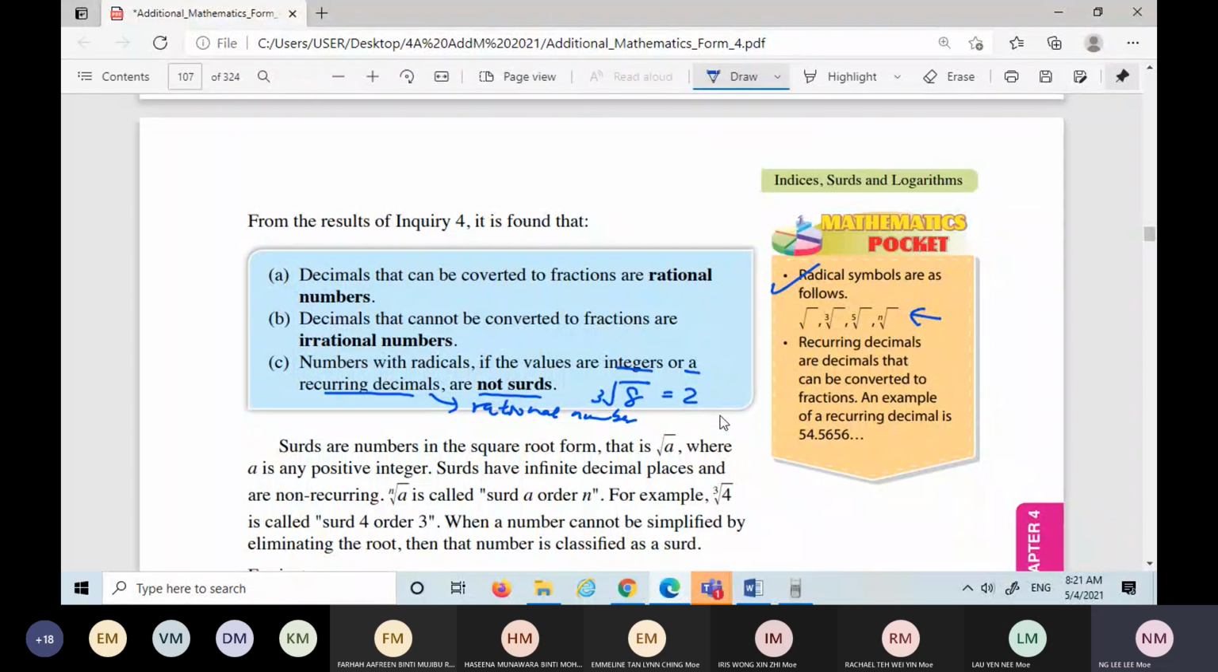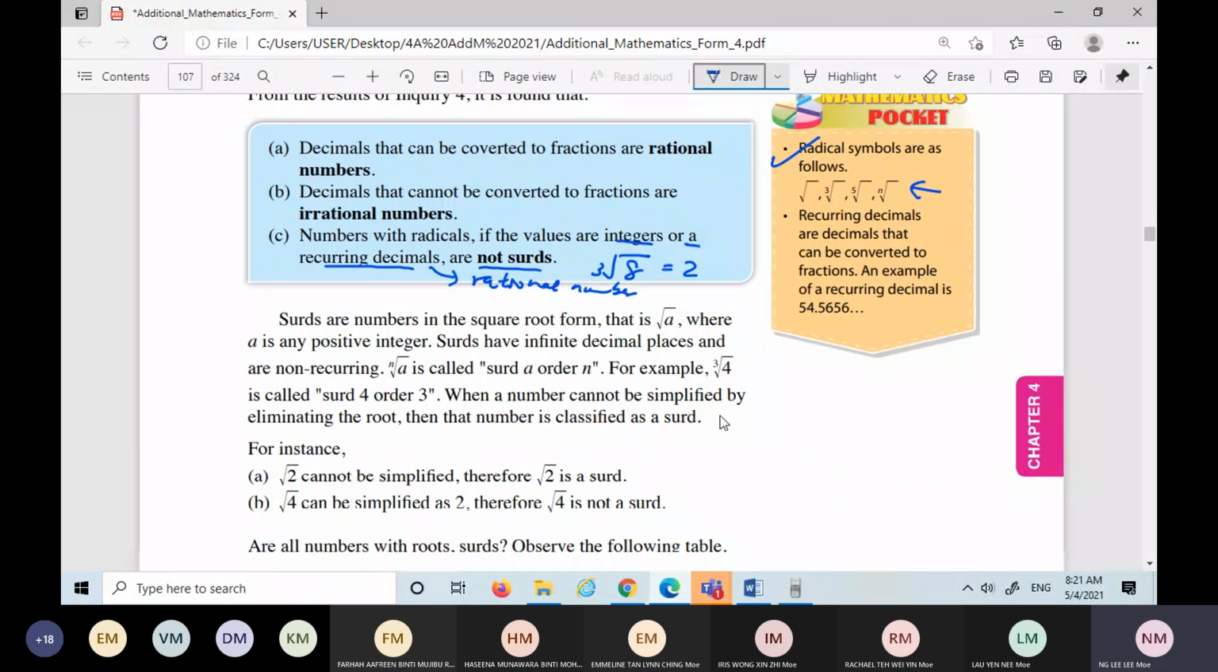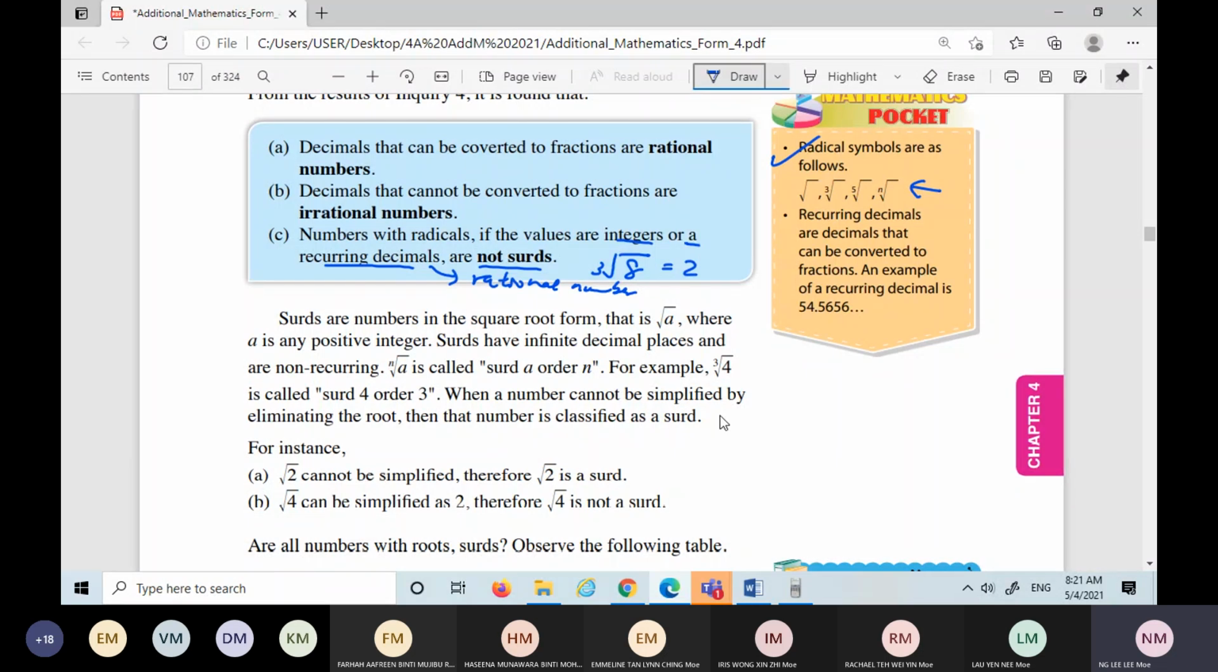Okay, we can go down some more. Surds are numbers in the square root form, that is, square root of a, where a is a positive integer. Surds have infinite decimal places and are non-recurring. So you can take a note: what is a surd? Infinite decimal places and non-recurring.